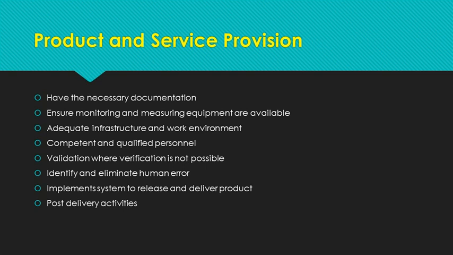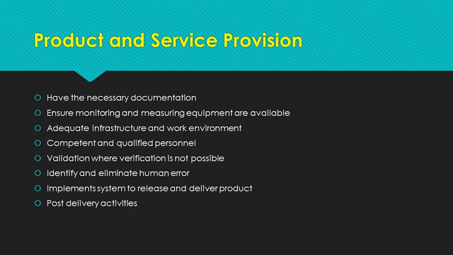This can include, but is not limited to, bills of material, methods of manufacture, job travelers or routing sheets, testing requirements, and documentation. The organization must ensure the necessary monitoring and measuring equipment is available and meets the requirements of Section 7.1.5 Monitoring and Measuring Resources.